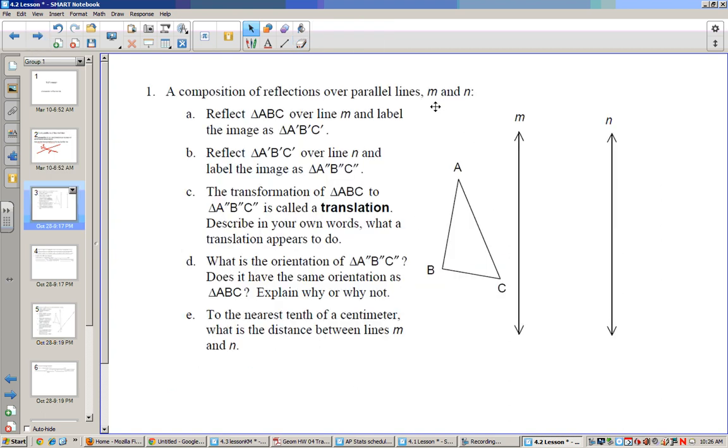So a composition of reflections over parallel lines. I want you to use your Mira mirrors and pause the video and see if you can work your way through this entire number one.